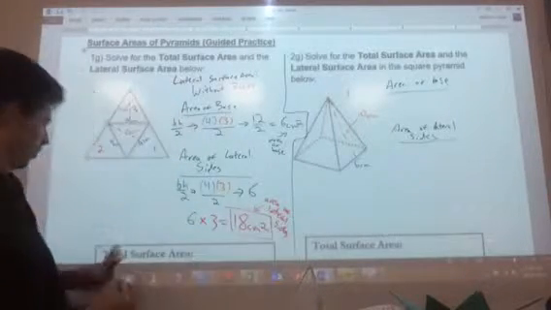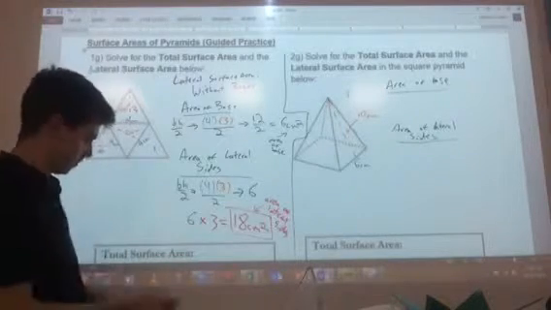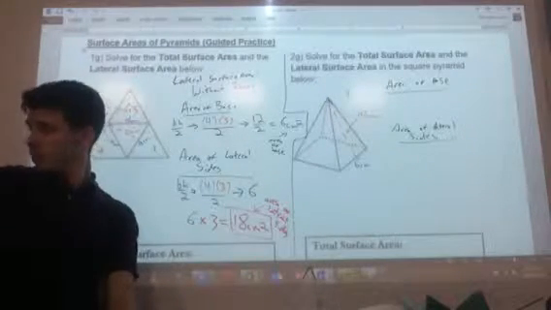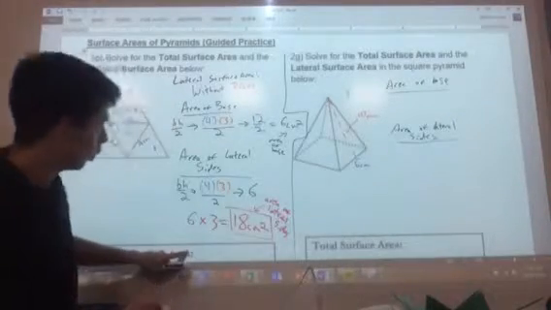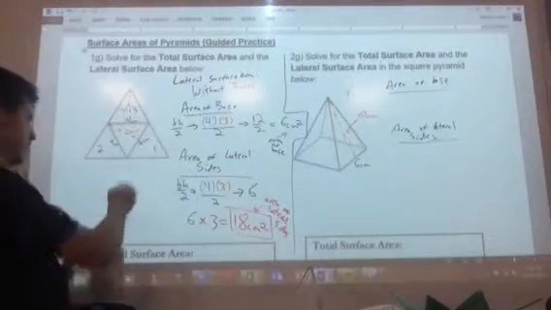Okay, so it's a little bit cut off. I'll scroll down just a bit. Well, it's frozen. The total surface area is, we're going to add these together.